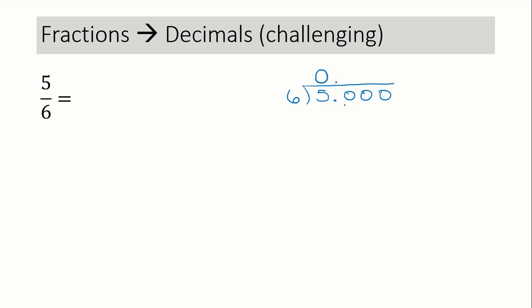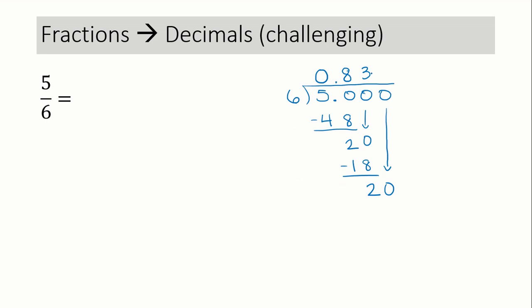And so now we're going to consider the 50. How many times can 6 go into 50? Well, that would be 8. 6 times 8 gives us 48. Subtract, we're left with 2. So we bring down this 0 to make 20, and we continue on. 6 goes into 20 3 times. 3 times 6 is 18. We subtract, and look what happens. We have another 2. We bring down this 0, and we get 20 again.